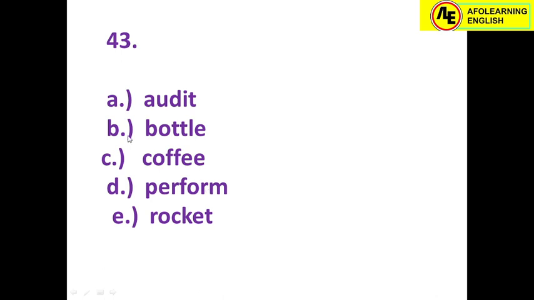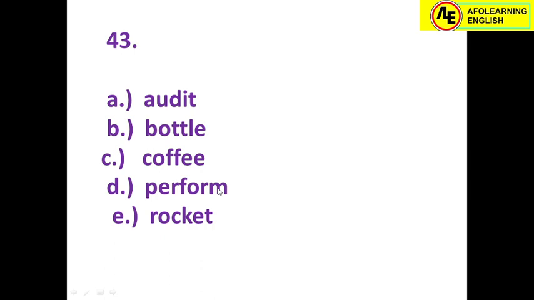As you can see, option A, it's a noun. The primary stress is on the first syllable. Option B, it's also a noun. The primary stress is on the first syllable. Option C is a noun. The primary stress is on the first syllable. But option D, it's a verb. It's a verb and the primary stress falls on the second syllable.